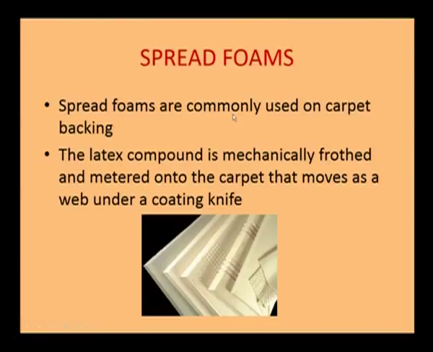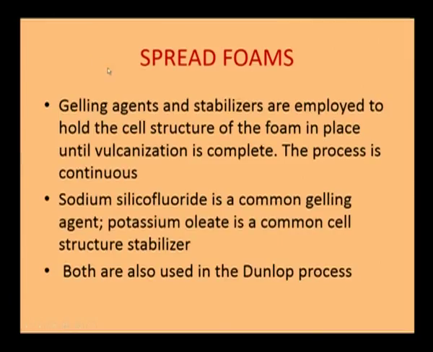Then spread foams. What are spread foams? Spread foams are nothing but the same type of product, but they use these spread foams underneath the carpet. So, spread foams are commonly used on carpet backing. The latex compound is mechanically frothed or metered on the carpet that moves as a web under a coating knife. Gelling agents and stabilizers are employed to hold the cell structure of the foam in place until vulcanization is complete. So, you add both gelling agent as well as stabilizer.